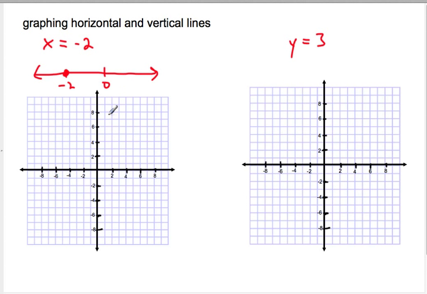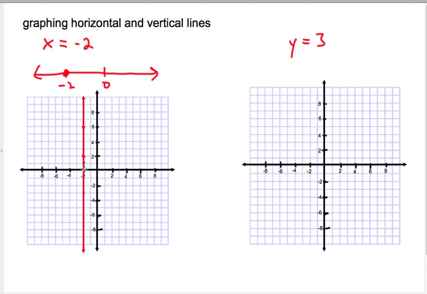For instance, -2, 0, -2, 2, -2, 1, -2, 6. Every point you can think of that has a -2 as x, and what you'll come up with is just a line that touches all those -2 points. So that is the graph of x equals -2. It's just a vertical line on x equals -2.